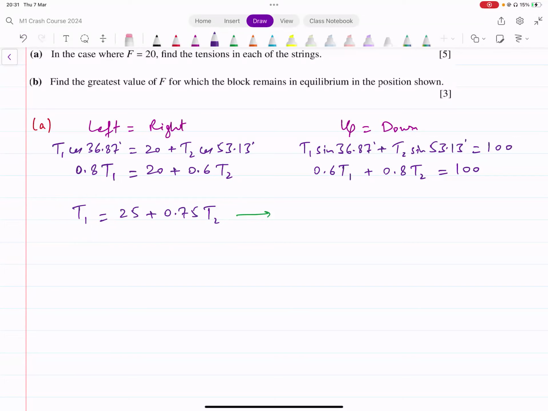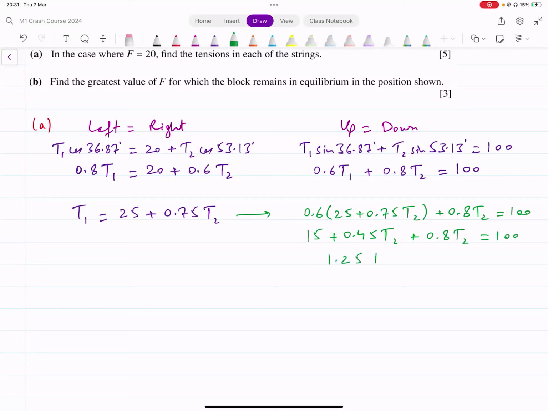Let's put this in the other equation now. When we put this in the other equation, we get 0.6 into 25 plus 0.75 T2 plus 0.8 T2, that equals 100. And now let's simplify this. 25 into 0.6, that's going to be 15, plus 0.6 into 0.75, that's 0.45 T2 plus 0.8 T2 equals 100. Now 0.45 plus 0.8, that's 1.25 T2 equals 100 minus 15, that's 85.